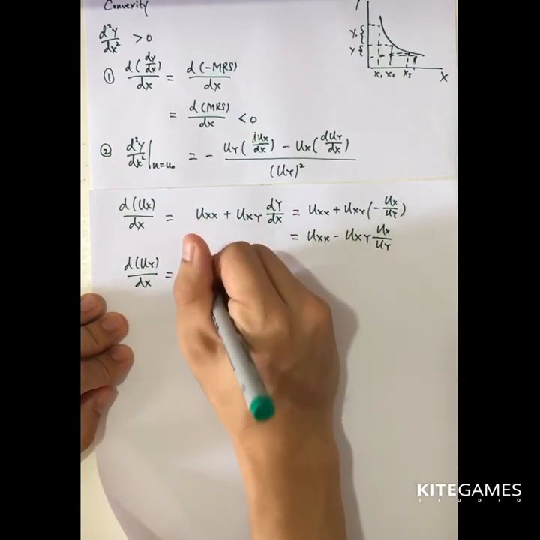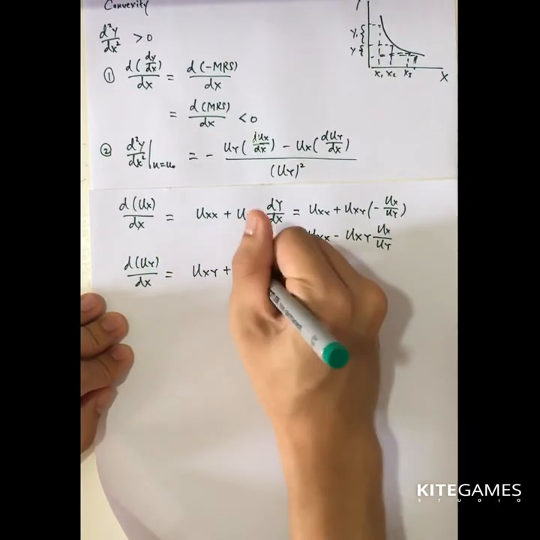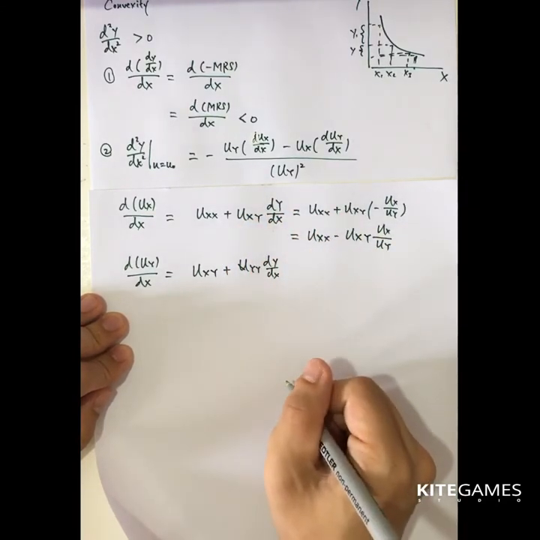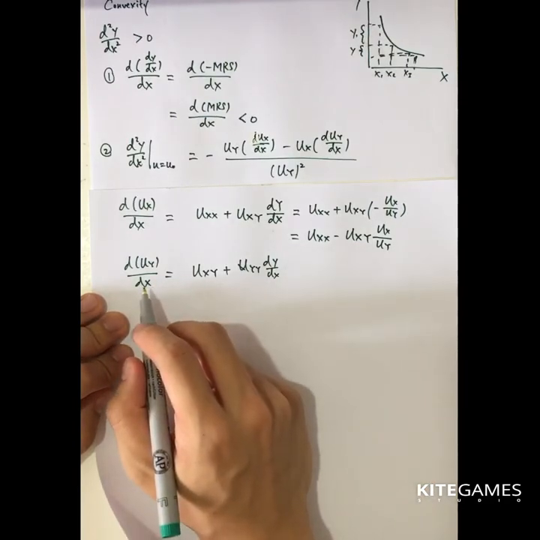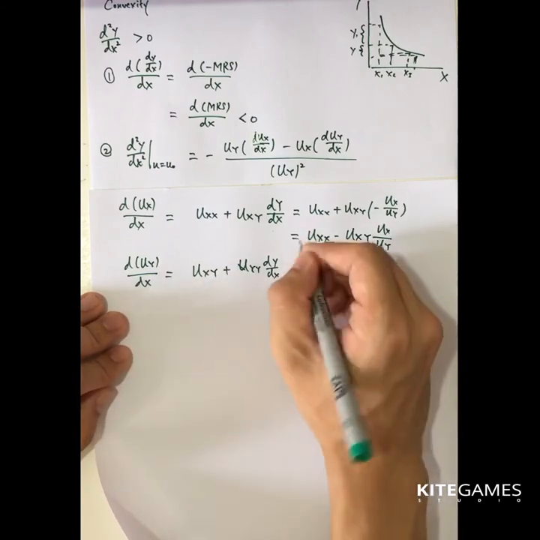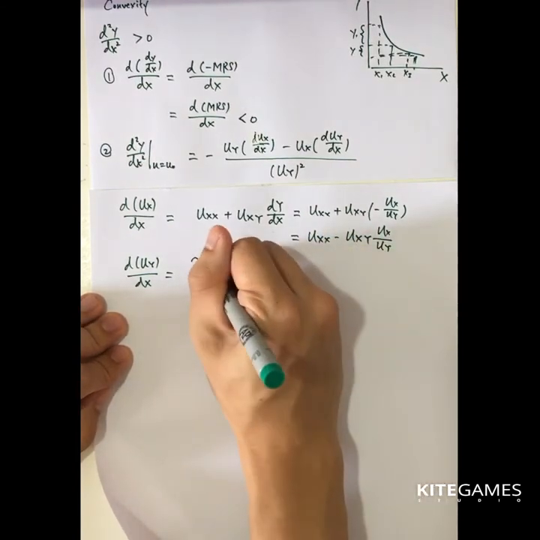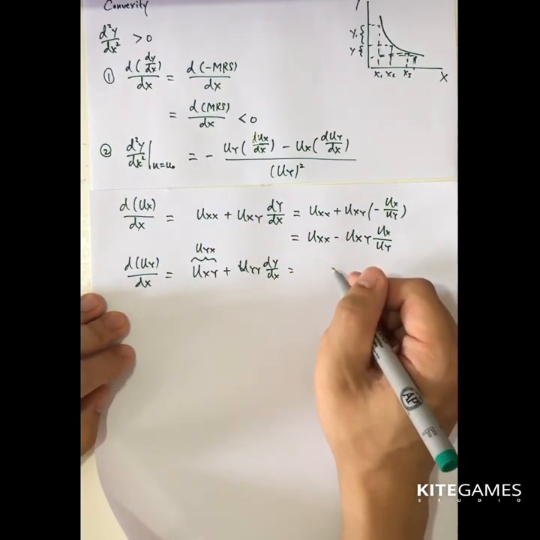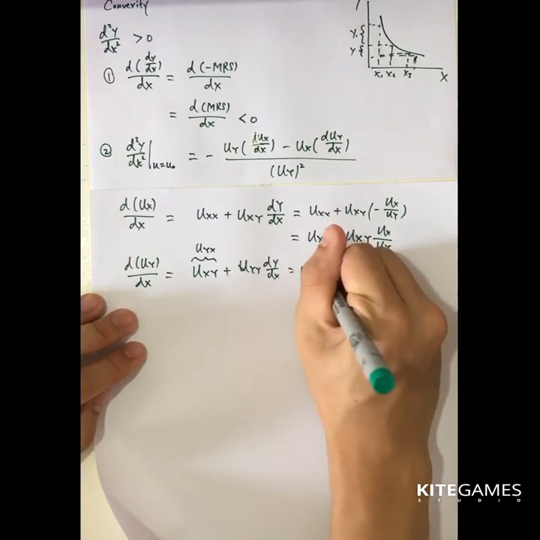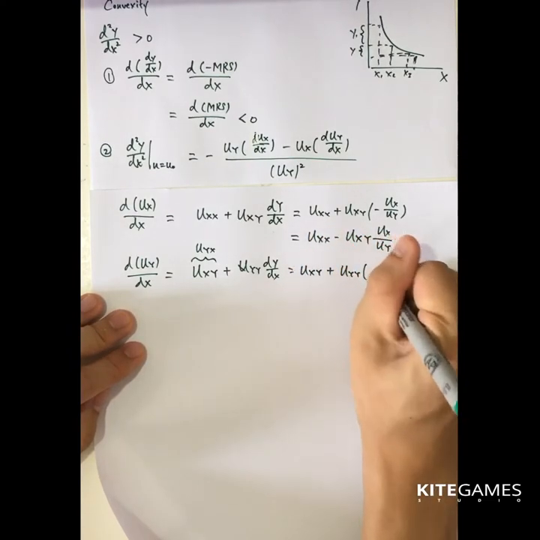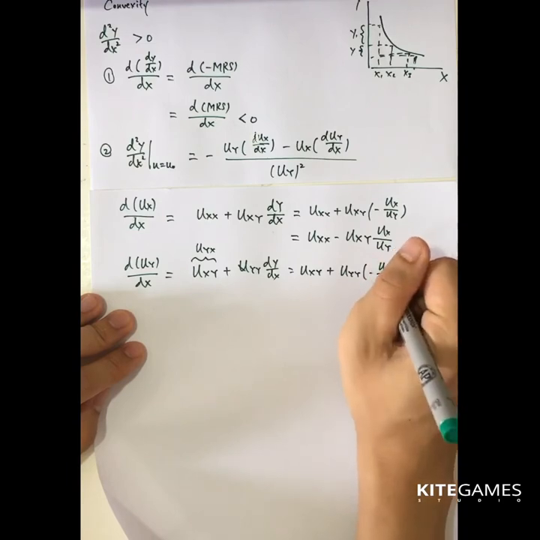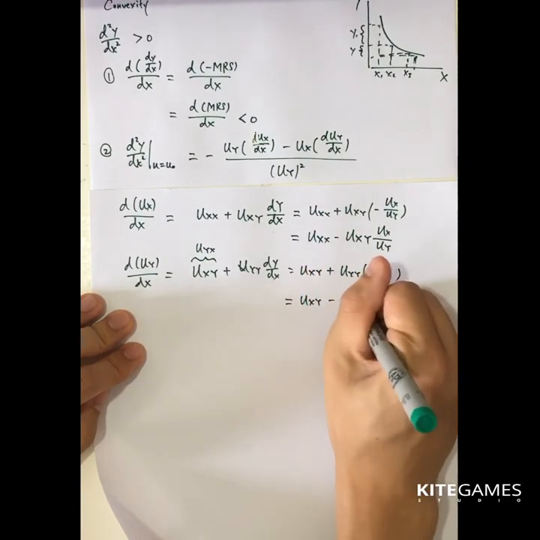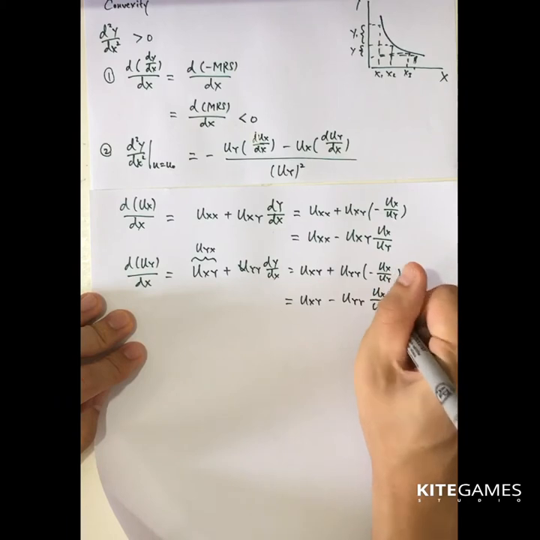So this is equal to uxy plus uyy dy/dx. Okay, again the product rule, uy is a function of both x and y. Here uxy is equal to uyx, by Young's theorem. So this is equal to uxy plus uyy times the negative ux divided by uy. So this is equal to uxy minus uyy times ux divided by uy.